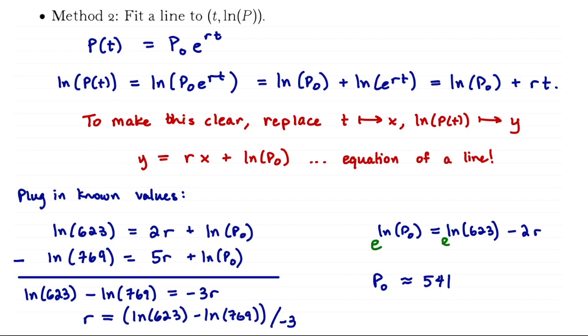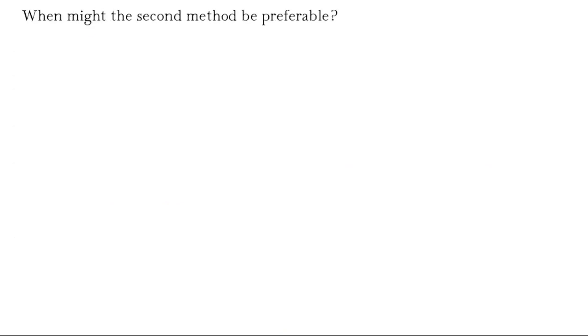Normally in math, you don't want to solve every single problem two different ways just to get the same answer twice. I would say that neither of these was really more work than the other. The first method might have felt a little bit more natural. With the second method, we took a detour to rewrite our equation in a form that looked like a line. So a follow-up question is, when might the second method be preferable? If it wasn't computationally simpler than the first method, and in some ways it was conceptually more difficult, why would we ever want to do that?